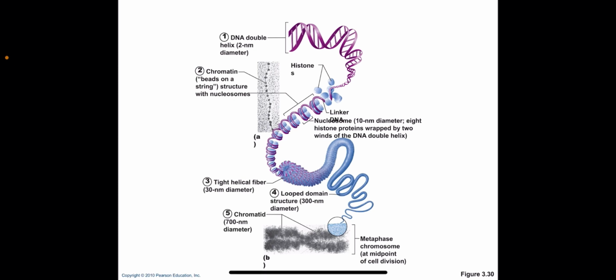So we can see the DNA double helix here, and it wraps around the histones, which are the beads and the strings. So it starts wrapping around them. And the DNA then is winding in on itself to these tight helical fibers, and then it's looping in on itself to create that chromatid structure that we see here during metaphase, the midpoint of division. And that's what we talk about when we talk about chromosomes, is that structure there.